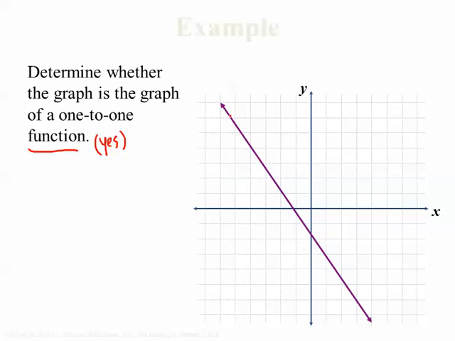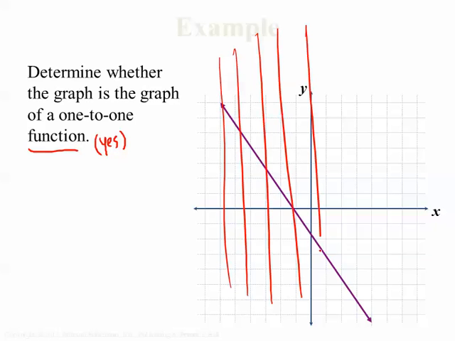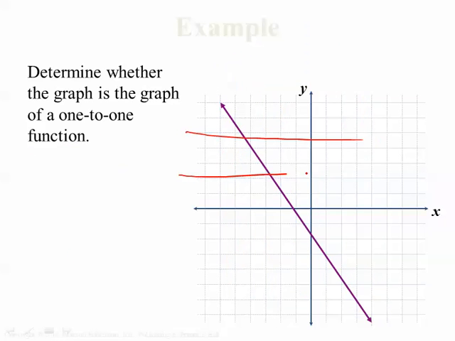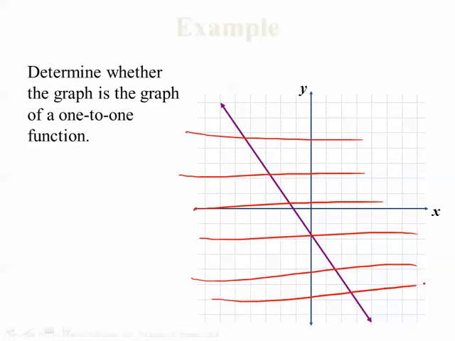That's the first part, just because any vertical line that you pass through will only pass through at one point. That's the VLT, vertical line test. So yes, it is a function. Then you have to ask yourself, is it one-to-one? Any line you pass through this way also will only pass through once. So yes.